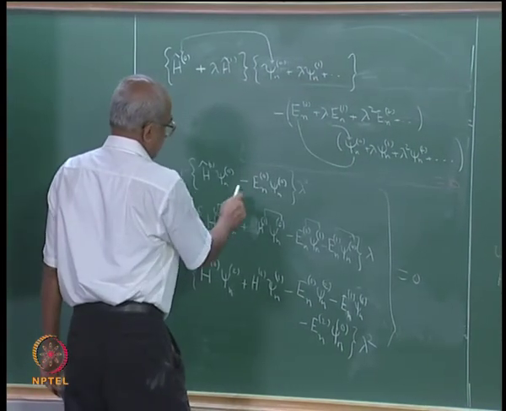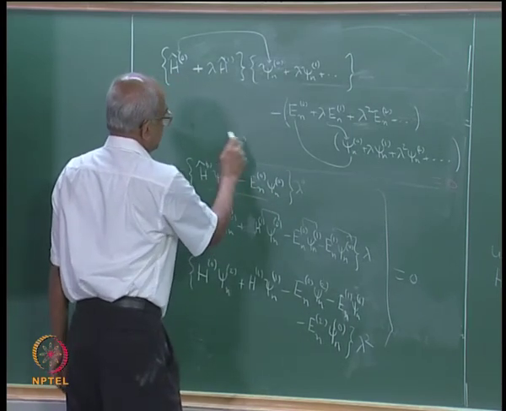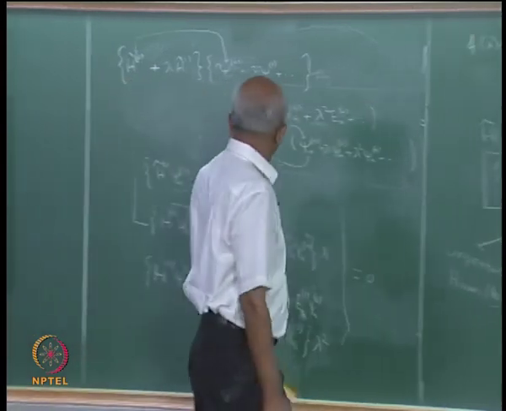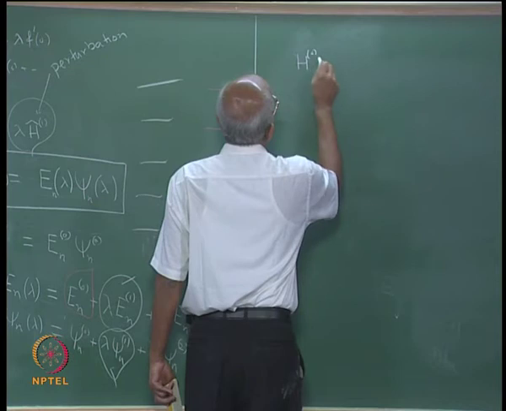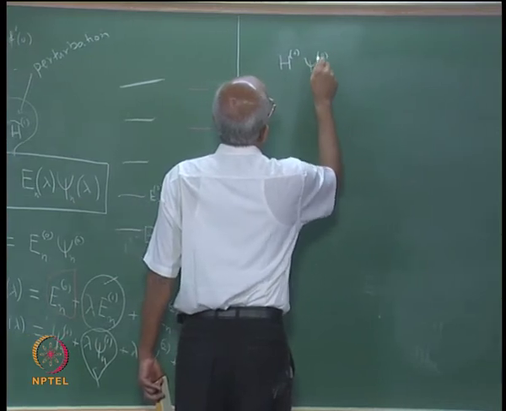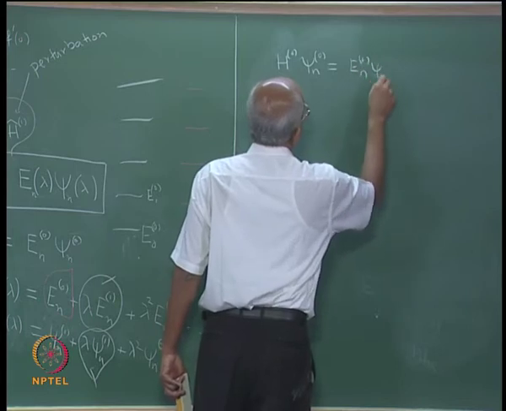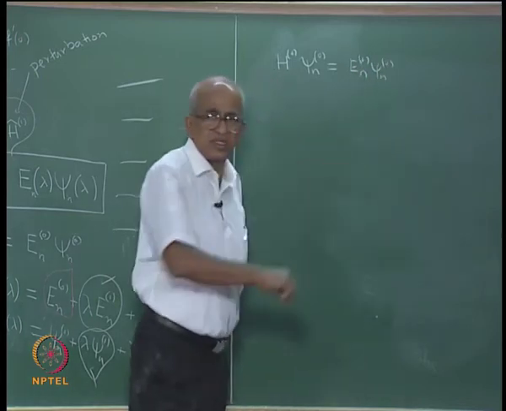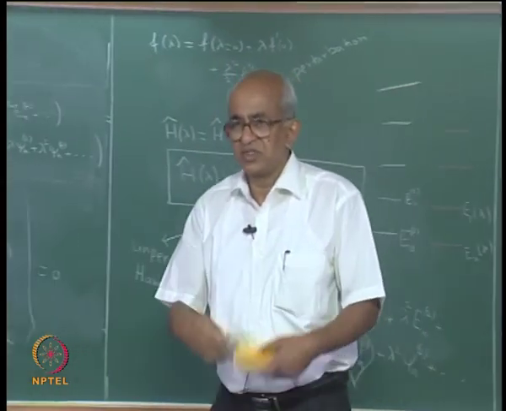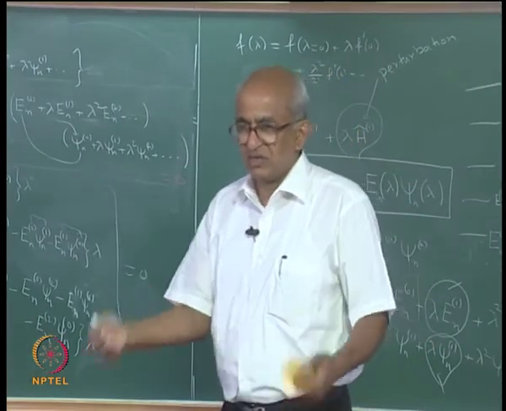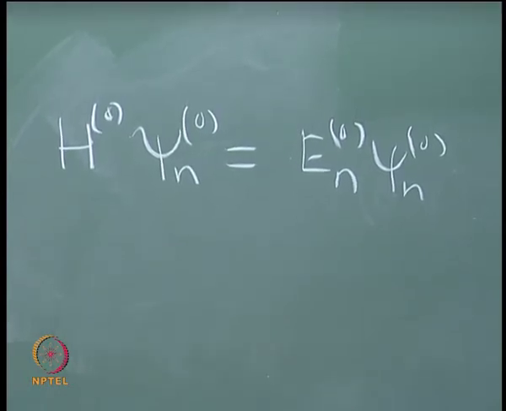It tells me that this must be equal to 0, that is the first thing. So, what is that equation? The equation says that H 0 psi n 0 must be equal to E n 0 psi n 0, but this we already know. This equation is satisfied, because this is just the unperturbed Schrodinger equation corresponding to the unperturbed Hamiltonian. So, nothing new, this we already know.